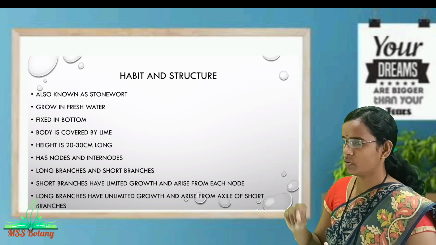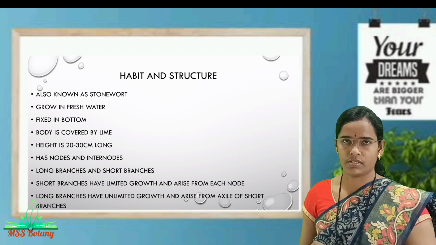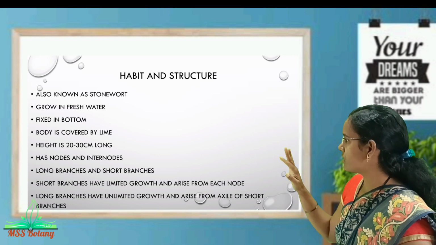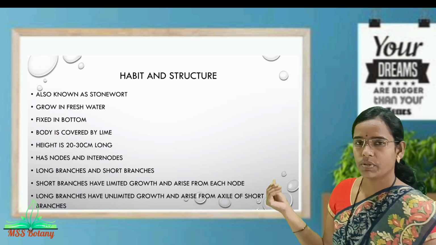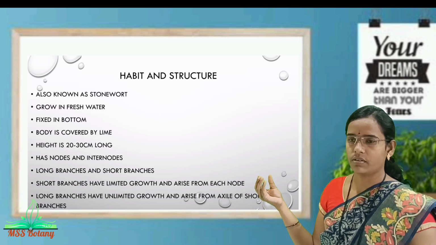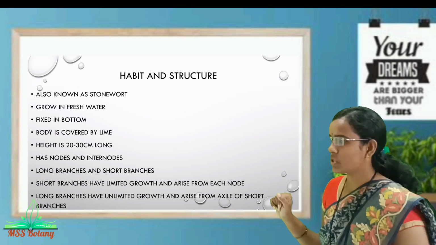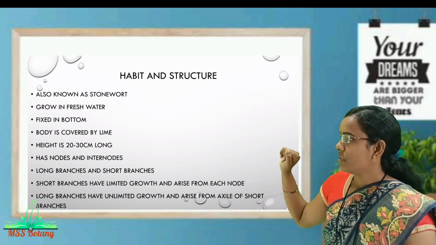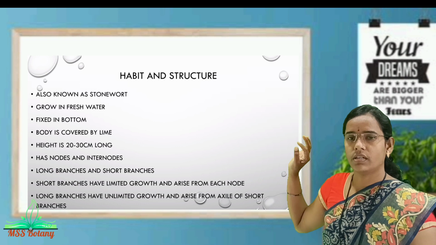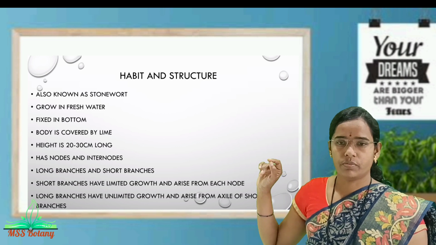Chara is also known as stonewort. Why is it called stonewort? Because it has a rough plant surface. It has a rough surface because of the presence of calcium carbonate crystals on that surface, so when we touch that plant, it feels rough. It grows in fresh water like ponds, streams and lakes. Hence, it is also called stonewort.